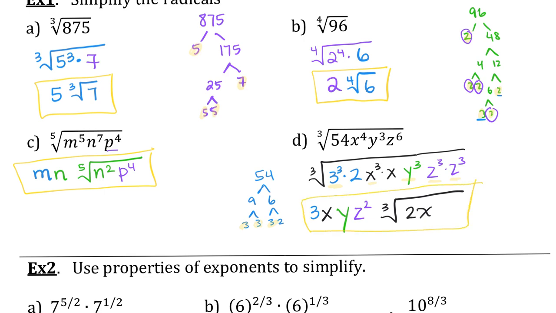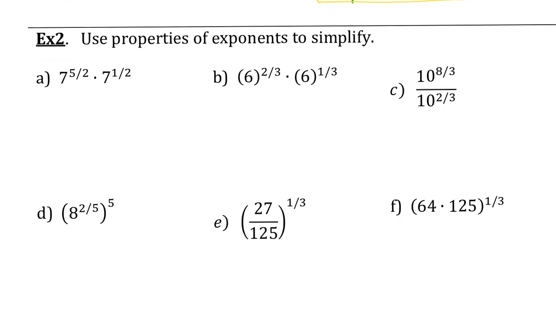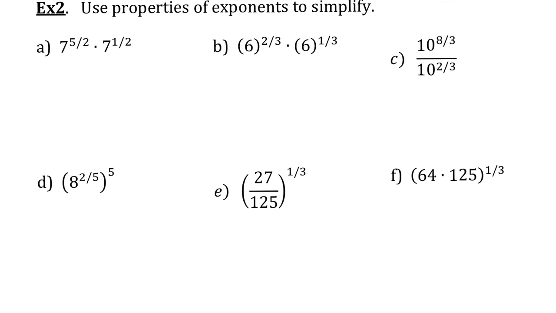Now let's look at properties of exponents. For A, I have 7 to the 5 halves times 7 to the 1 half. Since they have the same base, I can add the exponents. 5 halves plus 1 half is 6 halves. If the fraction simplifies, let's simplify it. 6 over 2 is 3. So 7 to the third, I'm going to punch it in my calculator, and I got 343. You can use your calculator for the arithmetic, but do show your steps for the algebra.